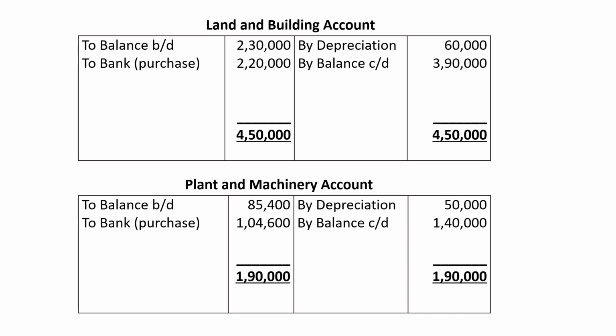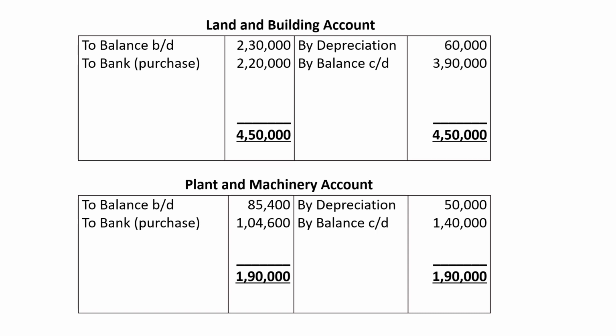First, prepare the land and building account. Opening balance of land and building 2,30,000. Closing value 3,90,000. Depreciation charged during the year on land and building 60,000. The difference between 4,50,000 and 2,30,000 is treated as purchase of land and building during the year to the worth of 2,20,000.